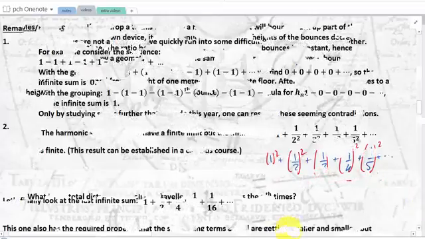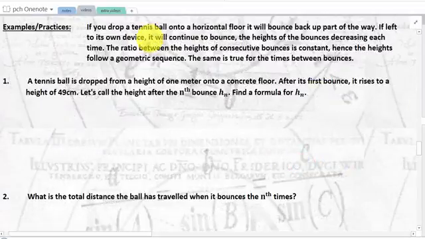Let's go over an example now. So, if you drop a tennis ball onto a horizontal floor, it will bounce back up part of the way. If left to its own device, it will continue to bounce, the height of the bounces decreasing each time.